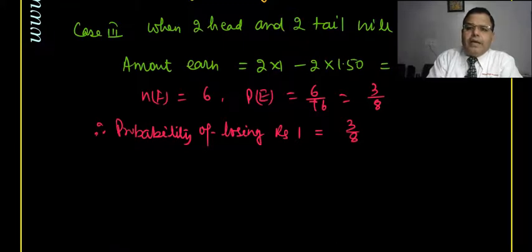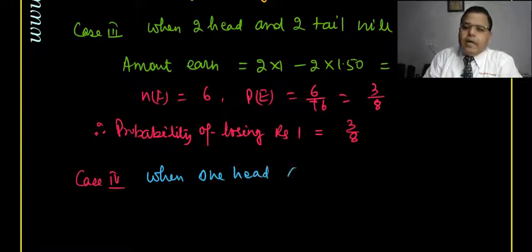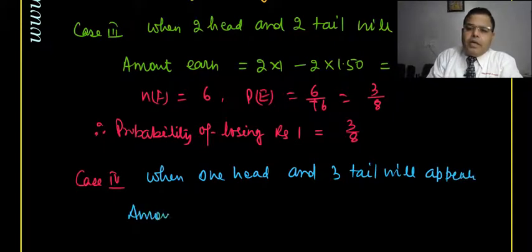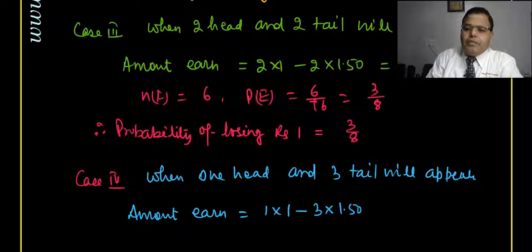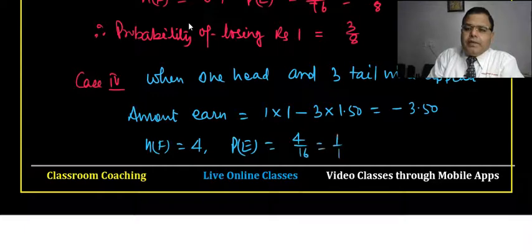Right? And case 4 will be there. What is that? When one head and three tails will appear. Then the amount earned is 1 into 1 minus 3 into 1.50. So this is minus 3 rupees 50 paisa. In that case favorable outcomes are 4 only, and the probability of the event is 4 by 16, that is 1 by 4.